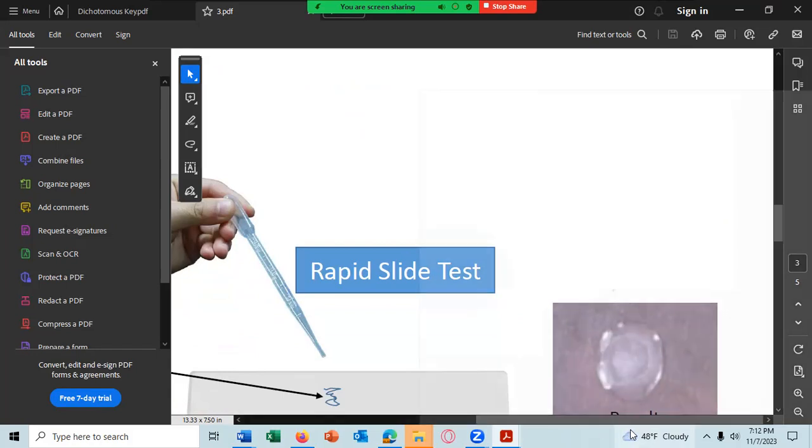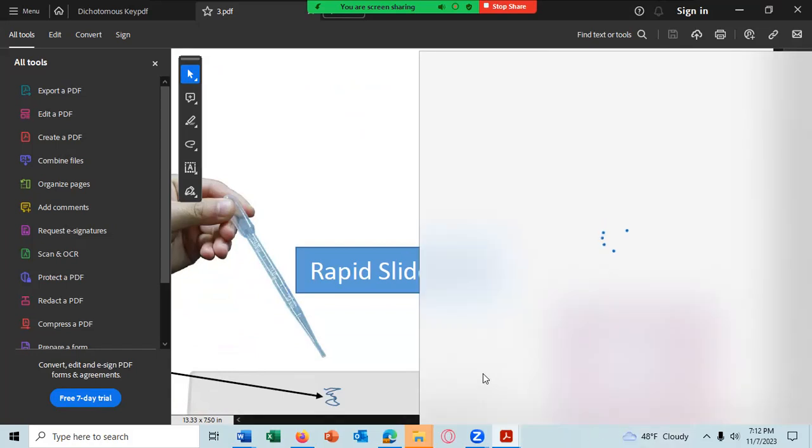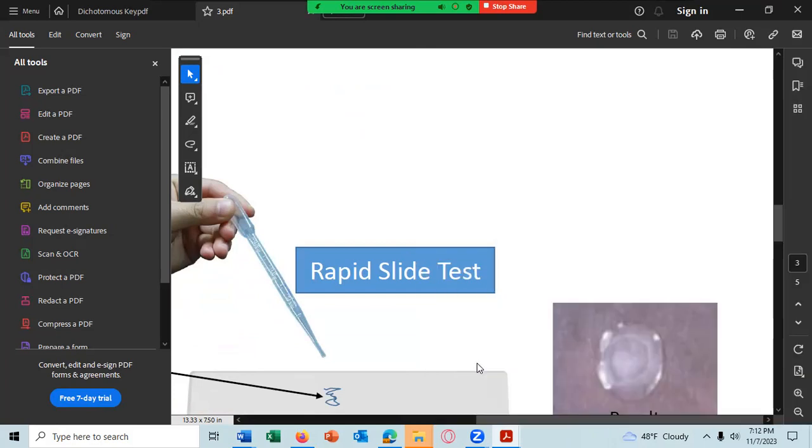And I might shrink this down now. Oh, come on.